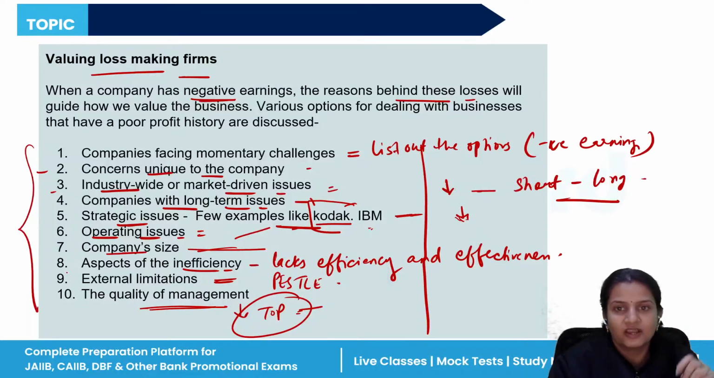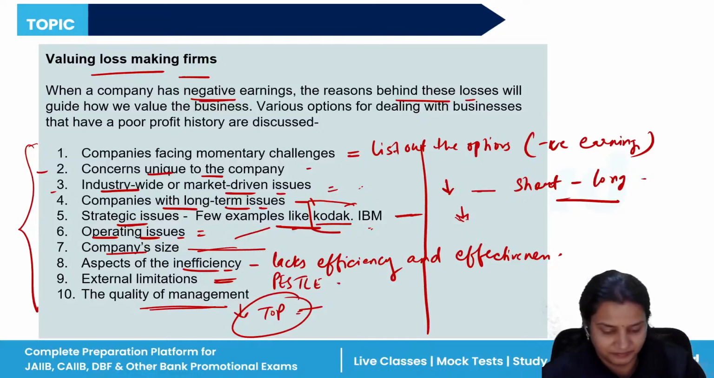So these are the things which tell how a company may go into loss, how they become loss bearing companies. Now, in such cases, how to value the firm? This is how they have to analyze properly. So the loss will guide how to value the business.